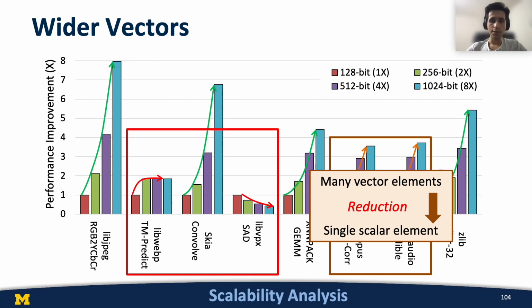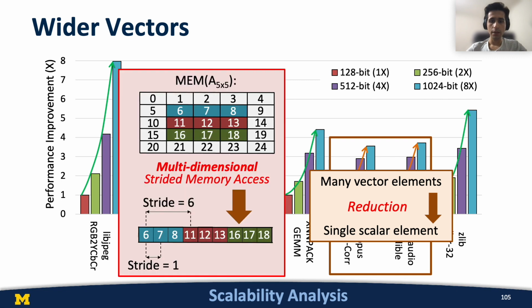In 2 kernels, wider vectors achieve no performance benefits. This is because these kernels access multidimensional data structures from the memory, such as a 2D block of a 2D image. Multidimensional strided memory accesses require many vector manipulation instructions to pack partial memory accesses to a wide vector register, which limits the performance benefits.